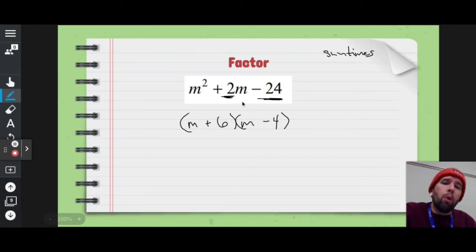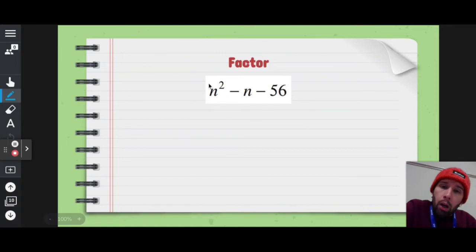Why did I make the 6 positive and not negative? Because if they add up to 2, then I'm going to have the greater number be positive. So this is what I get when I factor it out. You can't do any more factoring. This is a single factor problem. I'm done. And if I wanted to, I can multiply and FOIL that out and double check my work, which I'm going to do in my head right now. I did. So I'm right. Good job by me.